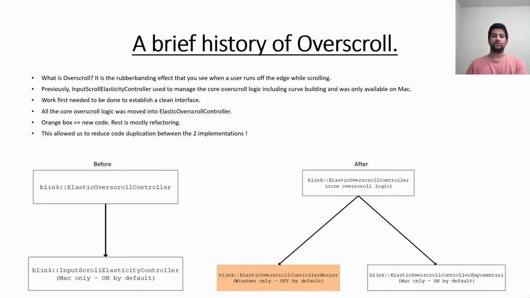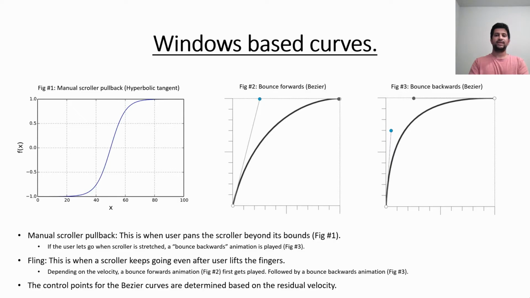And by doing so, we also managed to reduce code duplication between the two implementations. So next, I'd like to point to specific scenarios where the Windows-based curves would be useful. The first one is a manual scroller pullback. This is when the user pans the scroller beyond its bounds. We have a hyperbolic tangent function that pretty much determines how far the scroller is actually allowed to scroll.